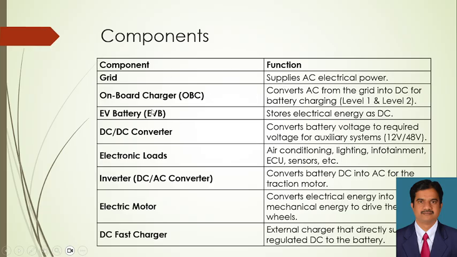Usually these words we use regularly: rectifier, inverter, motor, DC to DC converter, or battery. These are the common words that we, as electrical engineers or electrical students, commonly associate with. The only new things that we are going to learn here are the onboard charger and the DC fast charger. The remaining are already known parameters.